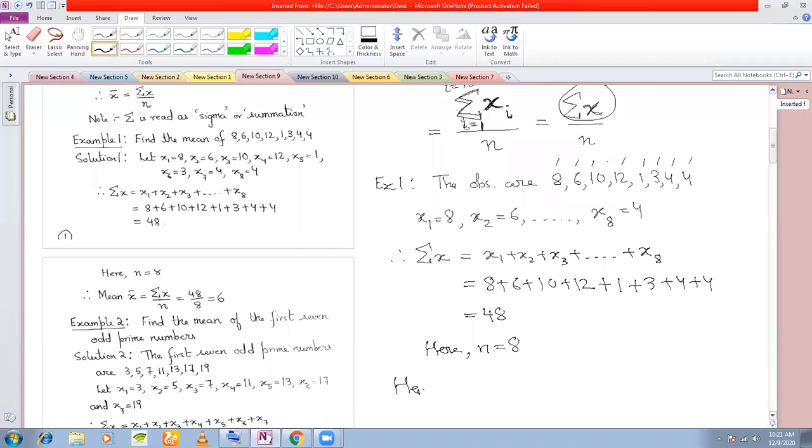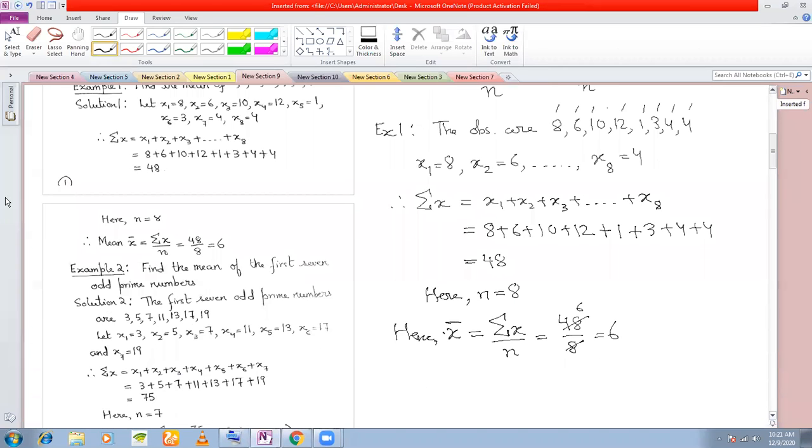Hence mean, we denote mean by x bar, is equal to summation x divided by n. Summation x we have got as 48 and n is 8. So you cancel this, you get 6. So the mean of the observations here is 6. So this was a very basic sum in order to make you understand what mean is.